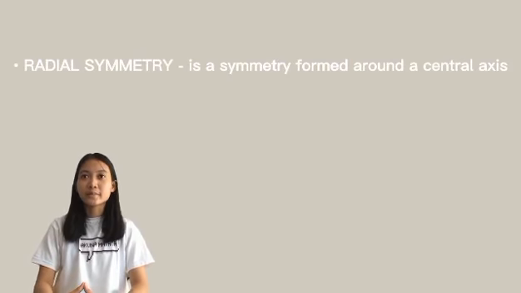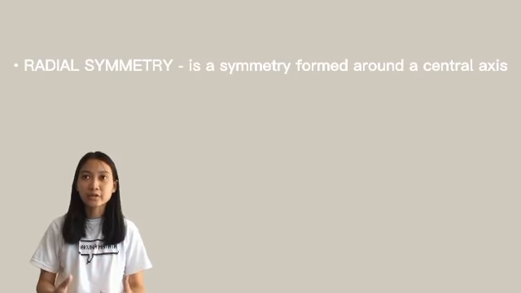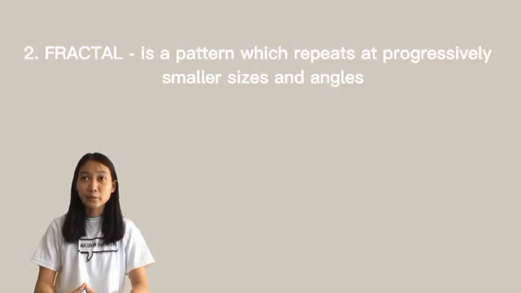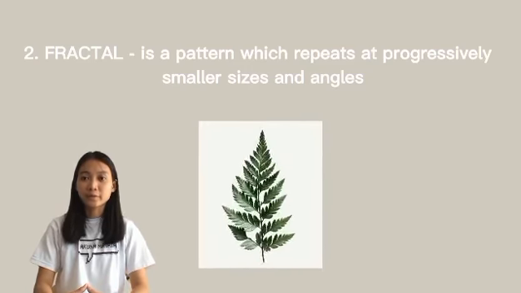Radial symmetry is a symmetry formed around a central axis. The example is starfish. So the second classification is a fractal. So fractal is a pattern which repeats at progressively smaller sizes and angles. And the example of this is fern.